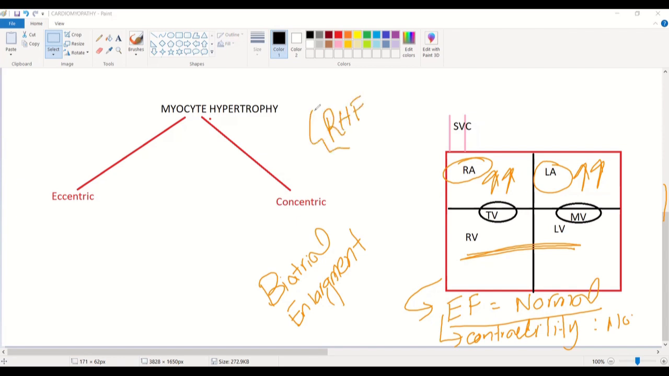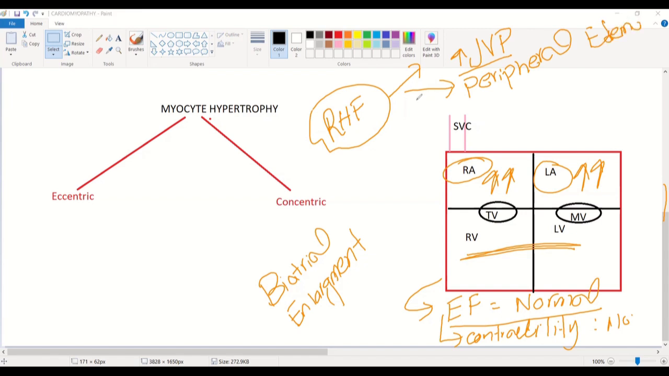How does a right heart failure patient present? Right heart failure patients present with increased jugular venous pressure, peripheral edema due to the increased hydrostatic pressure, and it also leads to hepatomegaly.